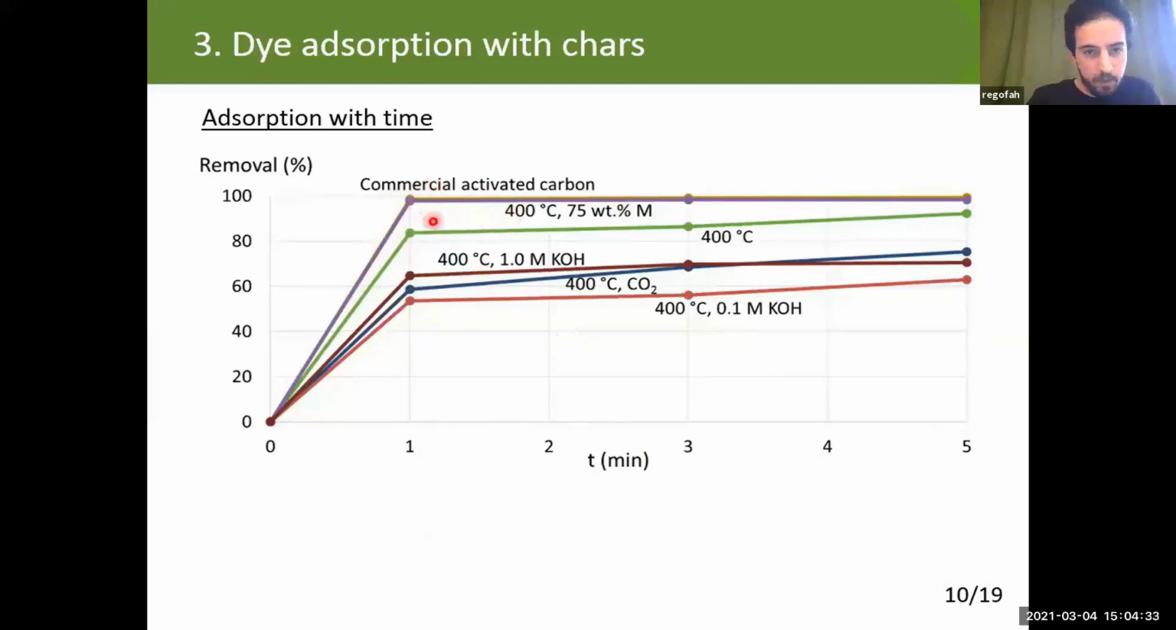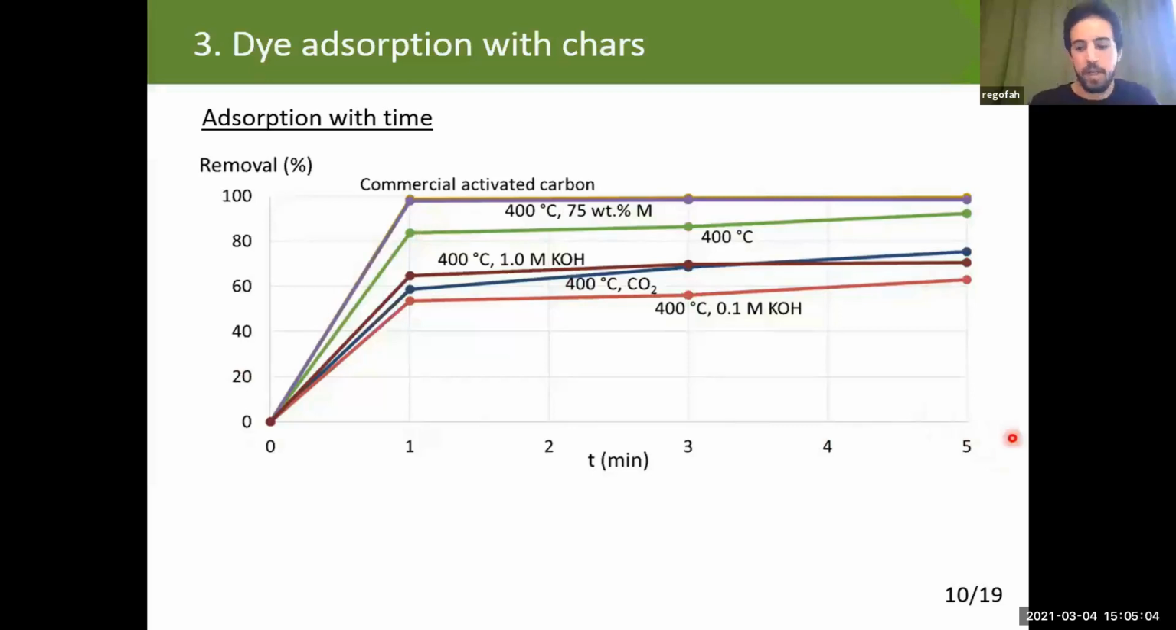That happened. But I also achieved very good removals with one of the chars here, the one from elevated feedstock moisture content, and also very good with the slow pyrolysis char on its own. And then these are lower, but still okay, and they are increasing. The total test time was 3 hours, so 180 minutes, and this is a relatively short time for adsorption. So it's good that I got comparable speeds, let's say, rates of adsorption.